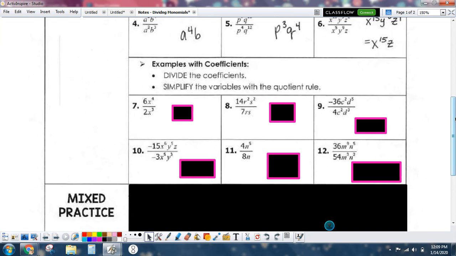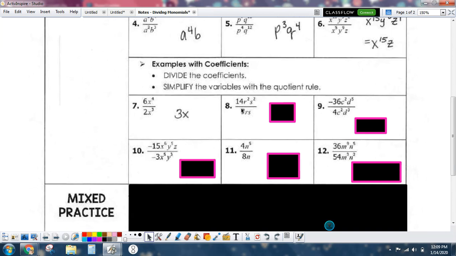Okay, so we're going to go ahead and stick with number 7. We're going to try that one. So we have 6x to the 4th divided by 2x to the 3rd. I know that 6 divided by 2 is 3, and then I'll subtract my exponents from my x terms. So 4 minus 3 is 1. So I have 3x as my final answer.